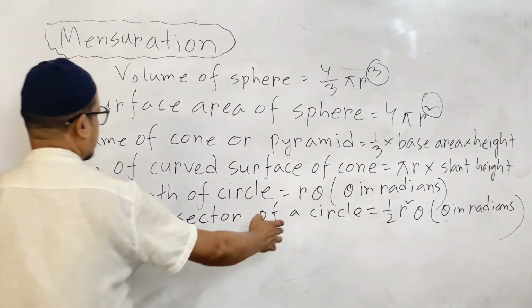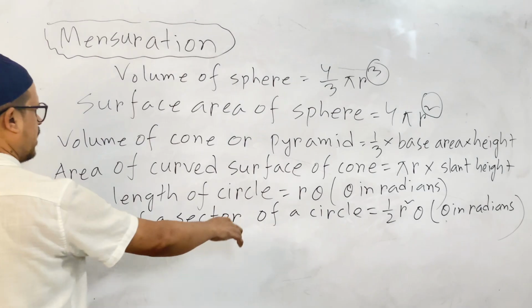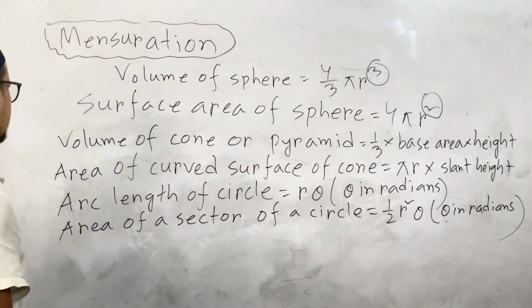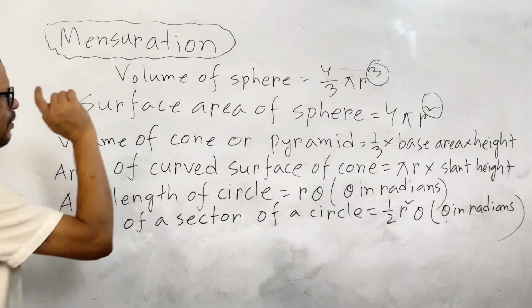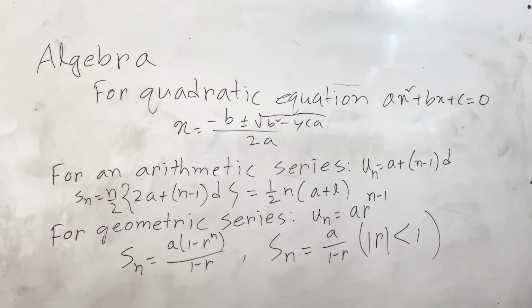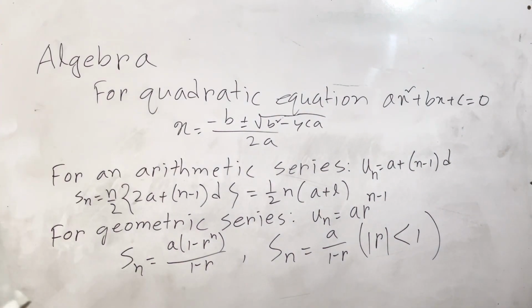And now sector of the circle, and here arc length of a circle, and here cone's curved surface area. Okay, pi square multiple algebra. For knowing the algebra, we have to know some multiplication.